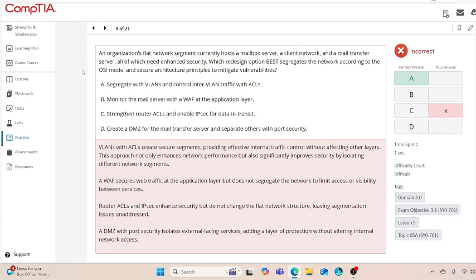VLANs with ACLs create secure segments, providing effective internal traffic control without affecting outer layers. This approach not only enhances network performance, but also significantly improves security by isolating different network segments.